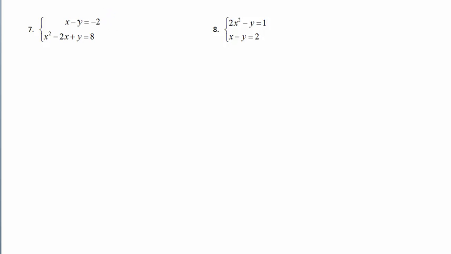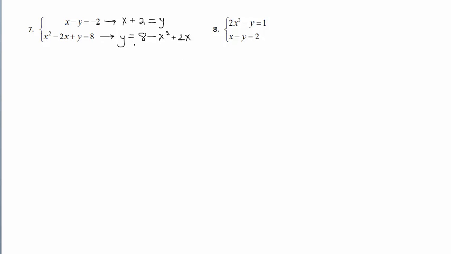Okay, the top equation has a coefficient of negative 1 for y and for x. The bottom equation has a coefficient of 1 for y. My thinking is I'm going to solve both equations for y and then set those 2 equations equal to each other. So for the top equation, I'm going to add the 2 to the x side, and then add a y to both sides. Bottom equation, let's get y by itself. Y equals 8 minus x squared plus 2x.